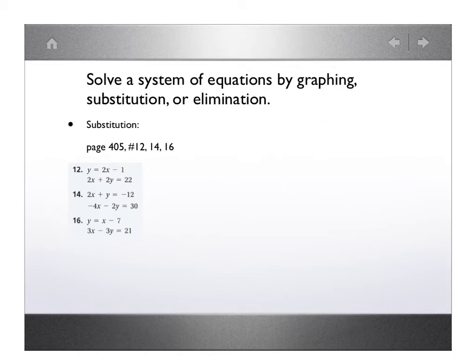Substitution, page 405, 12, 14, and 16. Ooh, sorry about that. That was the heat turning on in the classroom. Startled the daylights out of me, I'll tell you what.